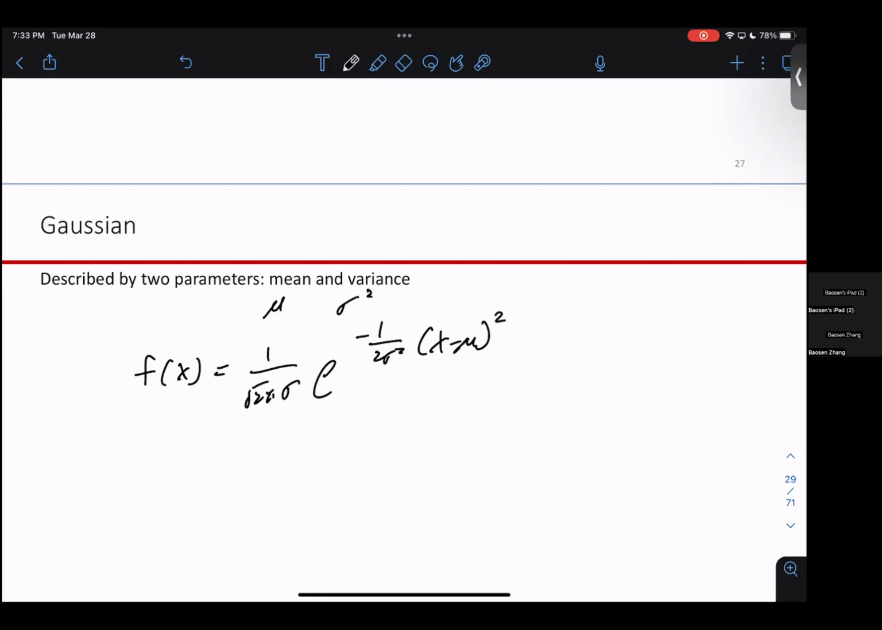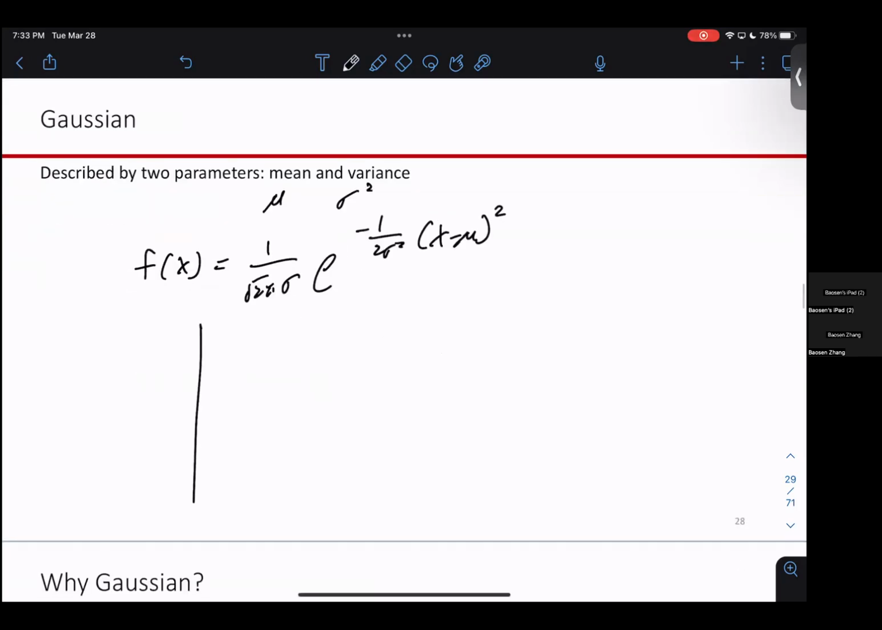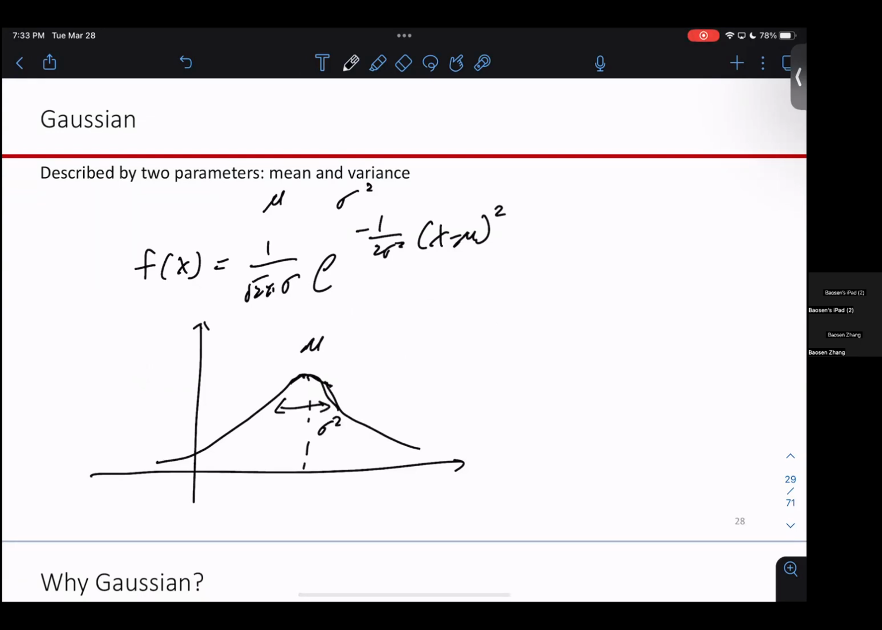If you draw this function out, it is centered at mu, and then the function spreads out like this, according to sigma squared. This tells you roughly the probability density of x. What is probability density? If I'm randomly picking some number based on this distribution, what is the density of picking x? This is what Gaussian is.